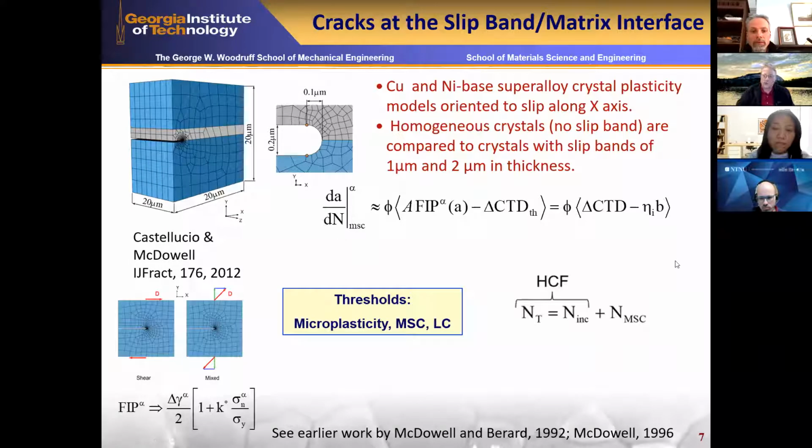There are 3 thresholds in this kind of a model. One is the absence of plasticity, or the absence of microplasticity within favorably oriented grains or phases. That drives the FIP to 0 locally. The other one is if the delta CTD is less than the threshold value, then we call that the microstructurally small crack threshold.